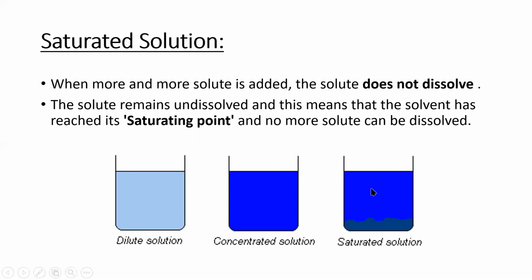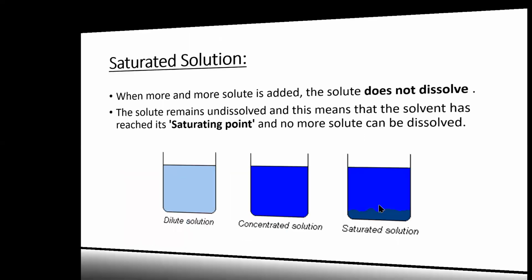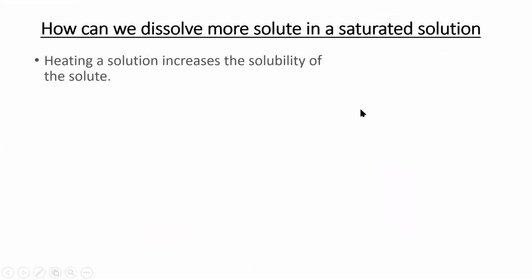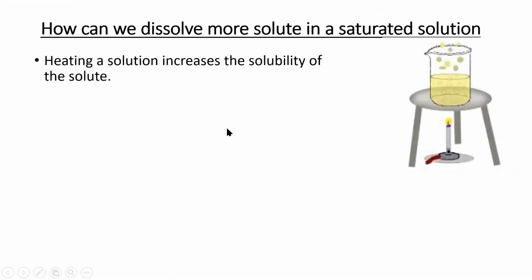But still, at this stage, when the saturated solution is available with me, can I dissolve more and more solute into it? Is it possible? Yes, it is possible. So how can we do this? There are different ways to add more and more solute to the solvent. First is heating method. Heating a solution increases the solubility of the solute. So if we heat the mixture, then that liquid will accommodate more and more solute.